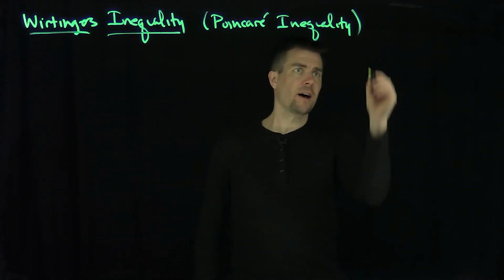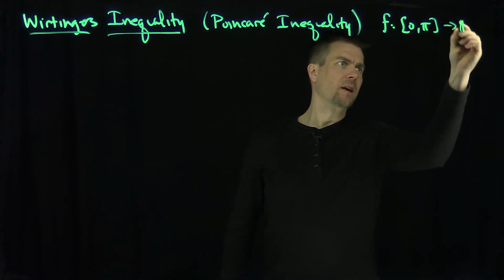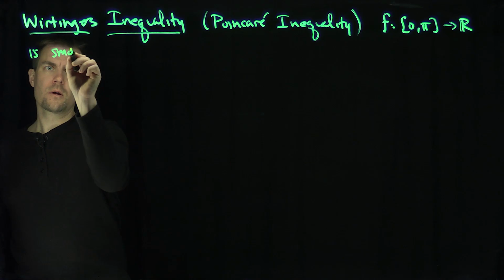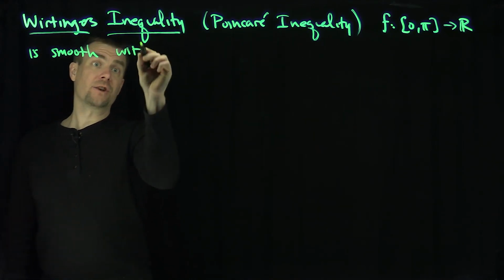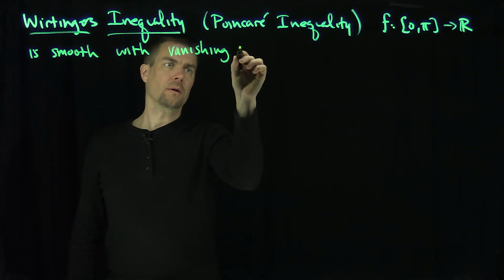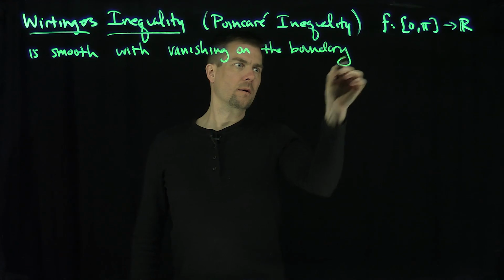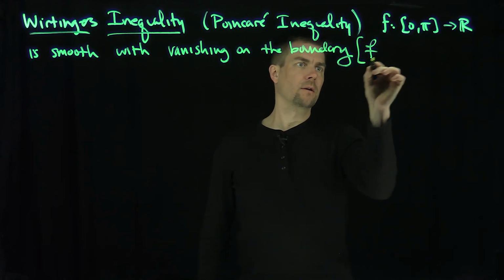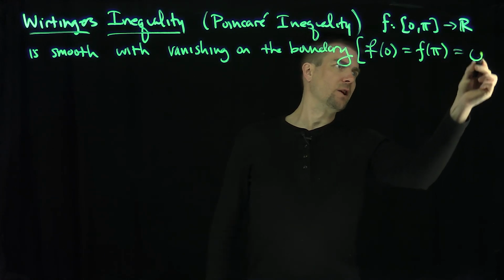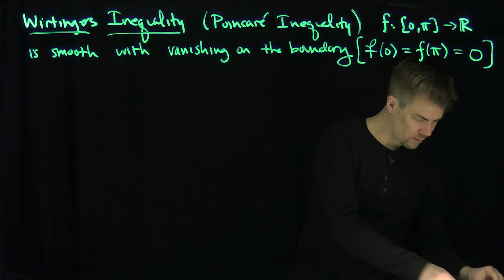And what it says is that if f maps 0 to pi, it doesn't have to be 0 to pi, it can be any interval, is smooth, and vanishing on the boundary, that of course just means that f of 0 is equal to f of pi is equal to 0, okay? Then we have the following integral inequality.